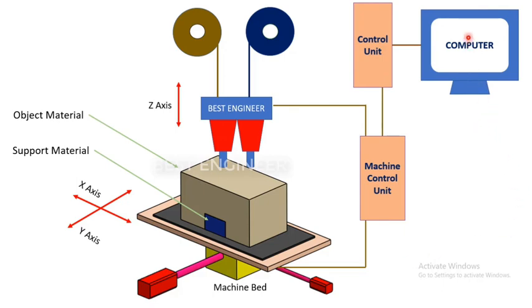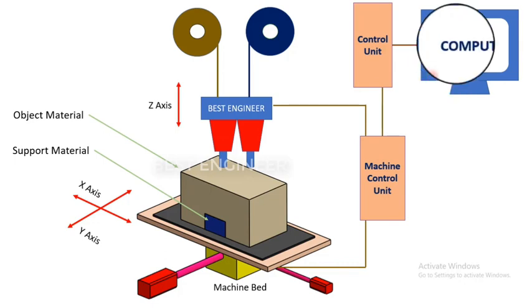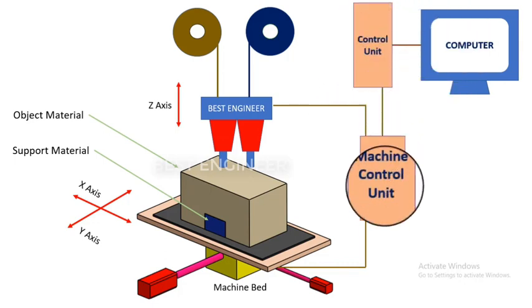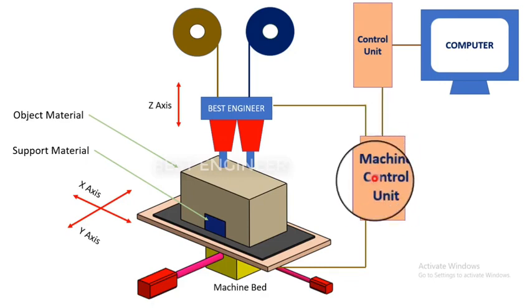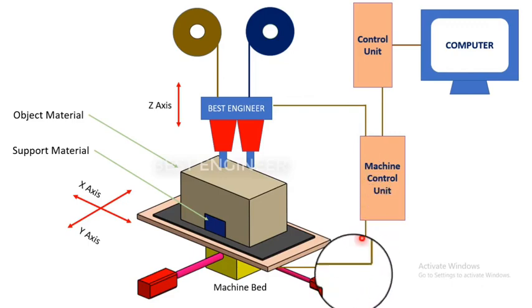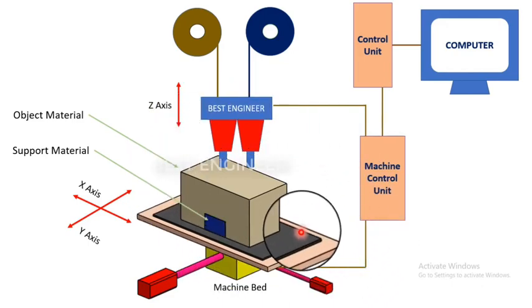Initially, we will design the component by using software, and this designed component will be sliced into horizontal digital layers, and these digital layers will be sent to the machine control unit. This machine control unit will get the G codes from the designed component, and it will give instructions to the Z axis, X and Y axis. So all the functions will be controlled and the object will be built. That is the function of FDM technology.